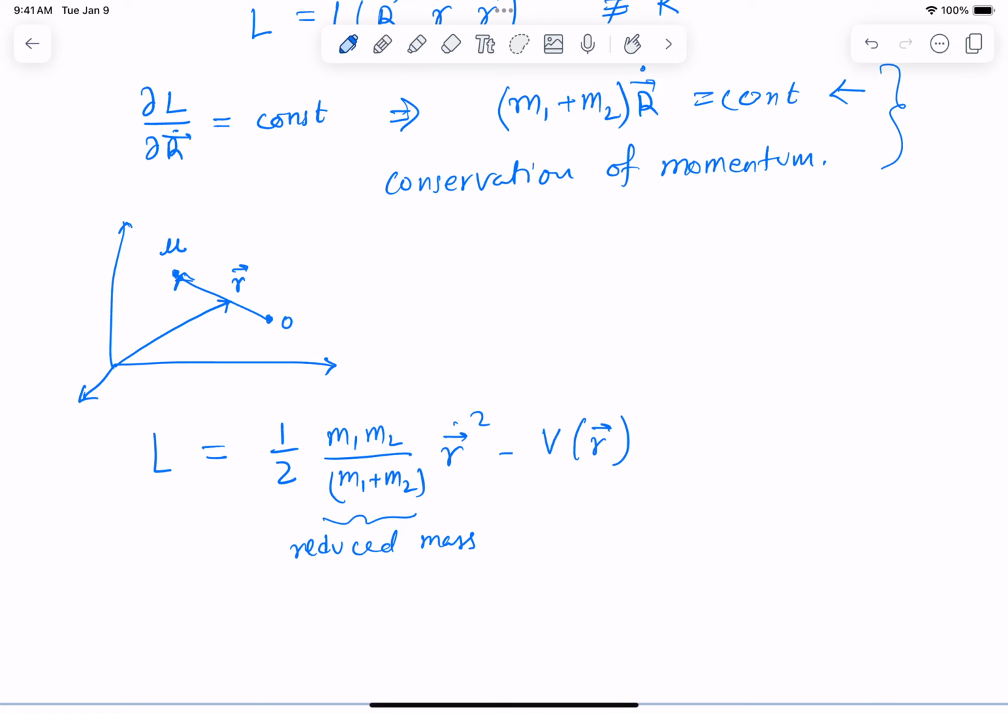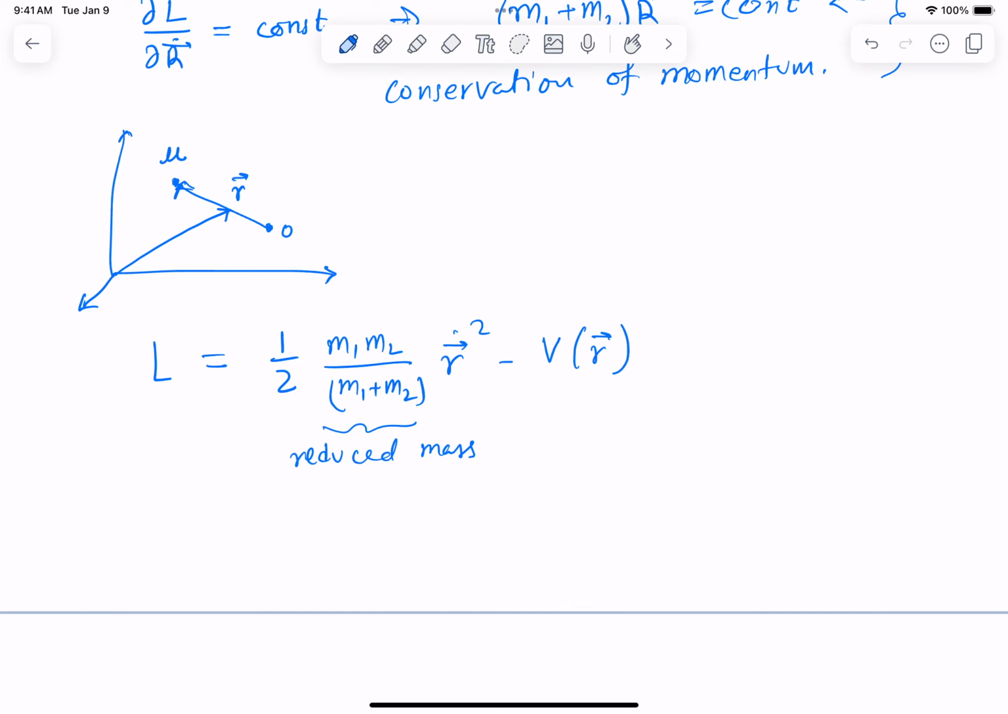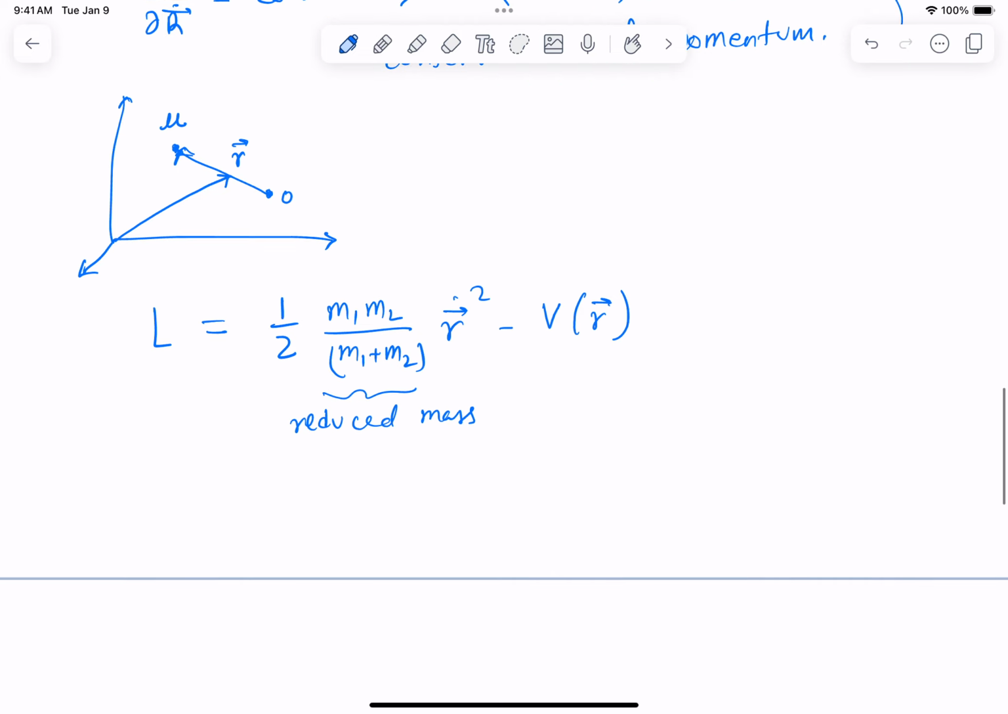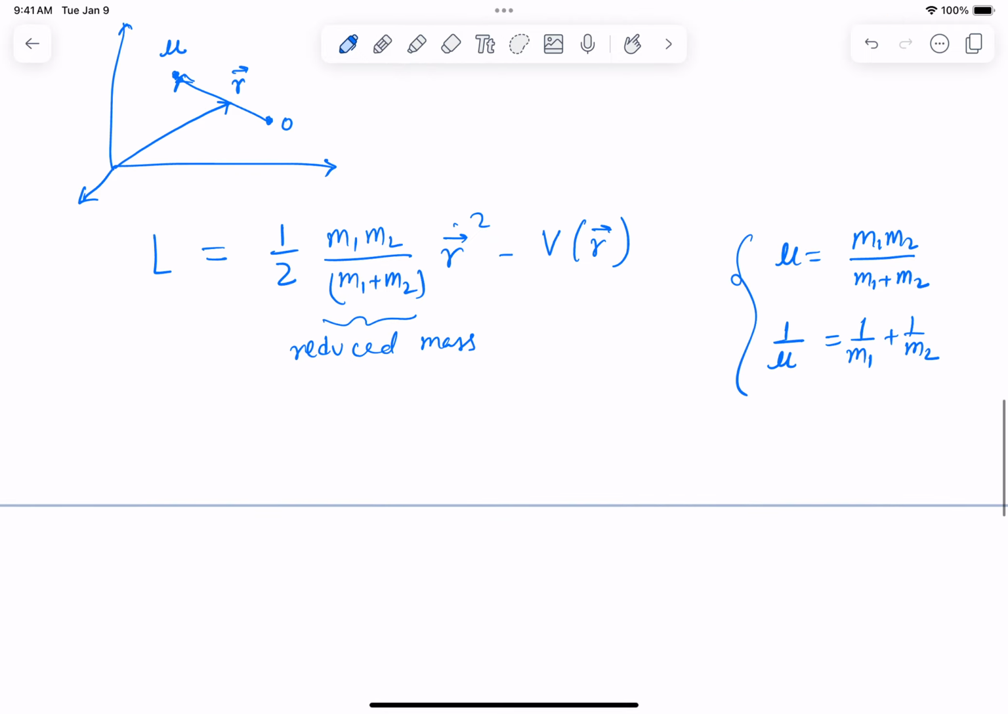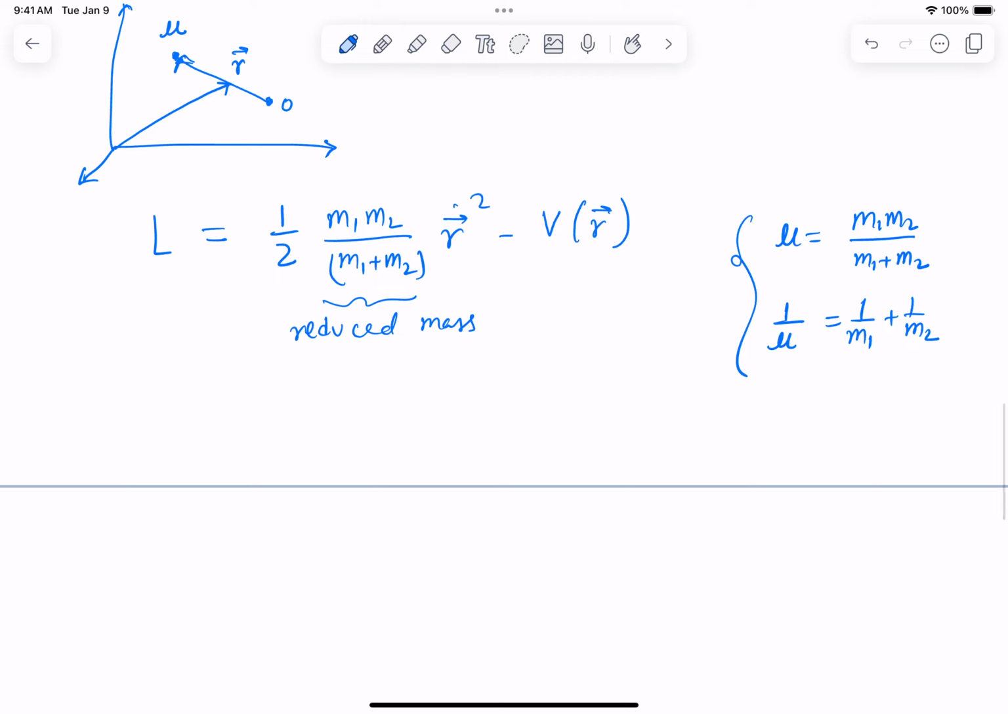And in the rest of the problem, what we do is we study this vector r, assuming that it has a reduced mass mu. This reduced mass mu is defined as m1 m2 over m1 plus m2. Sometimes it's also written as 1 over mu equals 1 over m1 plus 1 over m2. Both of them are exactly the same definition. You can use any one that you like. Okay, now that we have this, we will do a few more simplifications to study this problem.